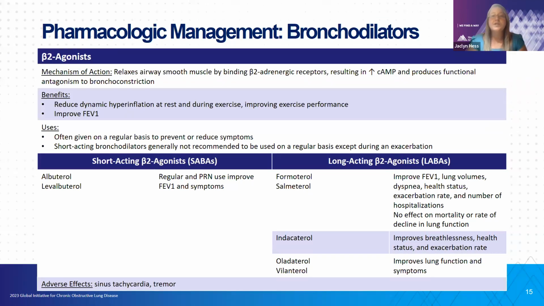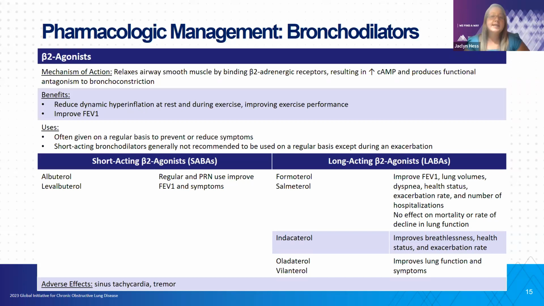So next we'll go into the pharmacologic management for COPD. And on each slide, I've listed the available agents for each class, as well as some additional information for completeness sake. Our bronchodilators are central for the management of COPD to help improve symptoms, and they're typically given on a regular basis. Our beta-2 agonists reduce dynamic hyperinflation at rest and during exercise to improve performance, along with improving FEV1.